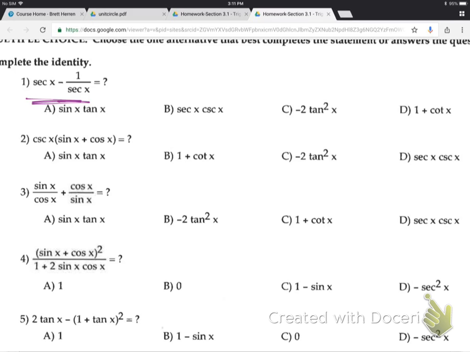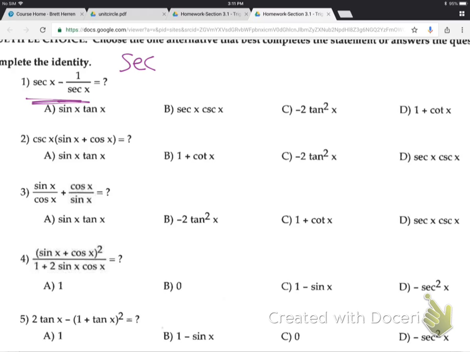When I see fractions, like on number 1 and number 3, are fractions. Number 2 is not a fraction. But see how 1 and 3 have fractions in them? When I see fractions, I think right away common denominator. That doesn't always work, but that's usually a good idea. So I'm going to think right away, all right, common denominator.